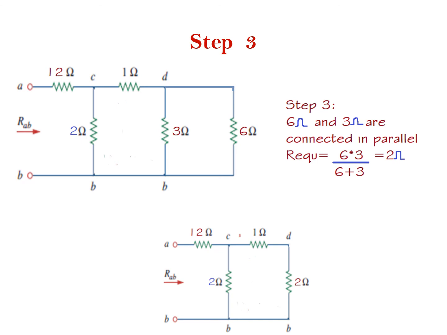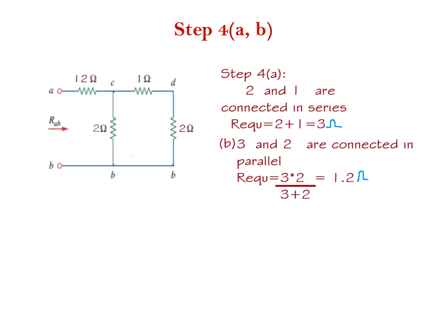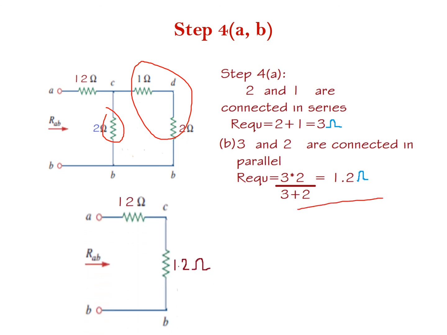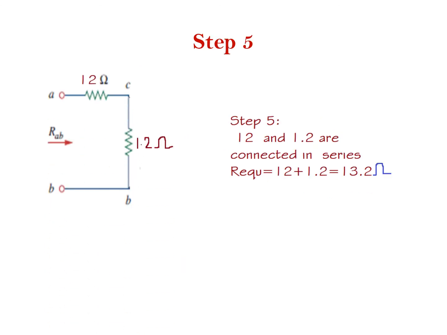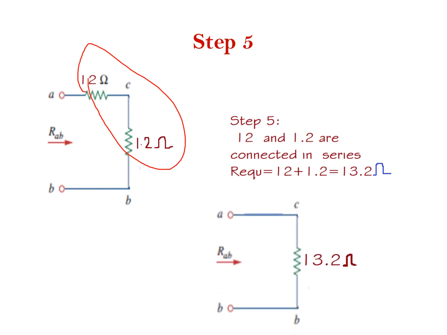Now this 1 ohm and 2 ohm are connected in series. Again, the series connection value is in parallel with 2 ohm. So 2 and 1 are connected in series first, 3 ohm. 3 ohm is in parallel with the 2 ohm resistor. The net value is 1.2 ohm. And next, 5, 12 ohm and 1.2 ohm are connected in series. What is the resultant value? 13.2. This is the final answer.